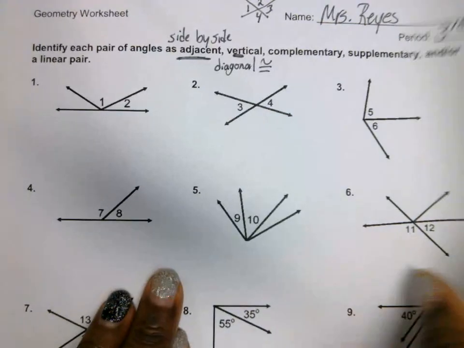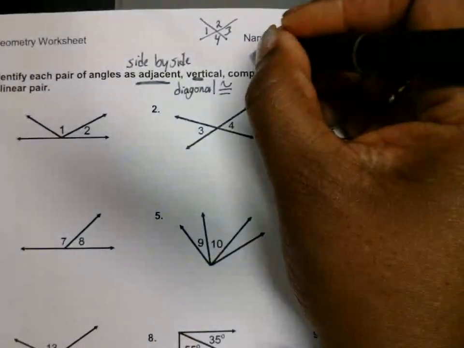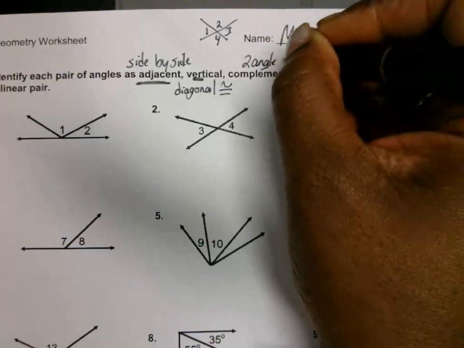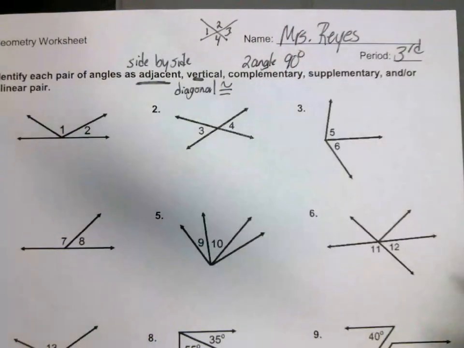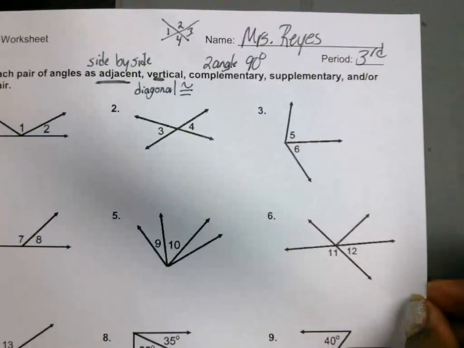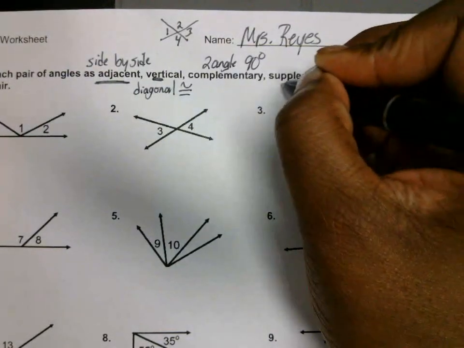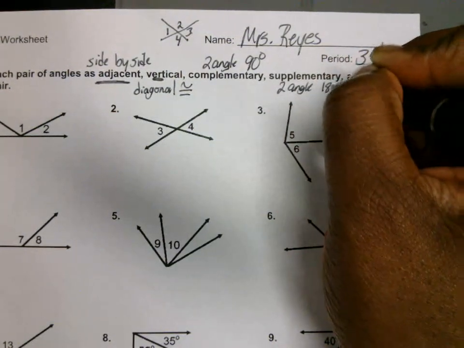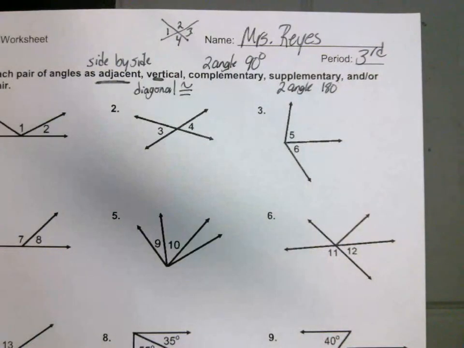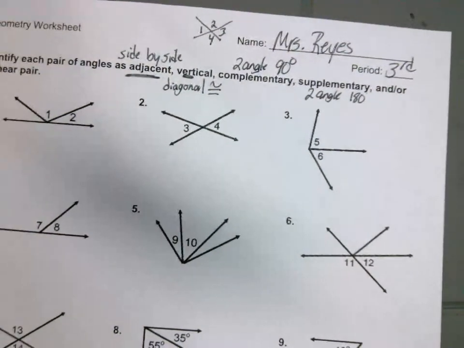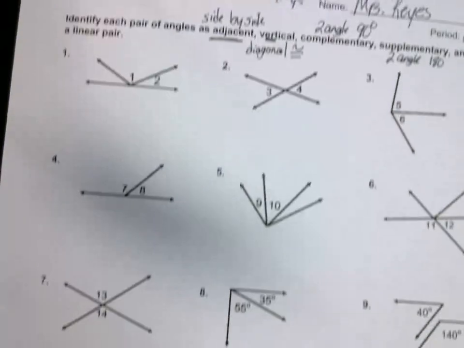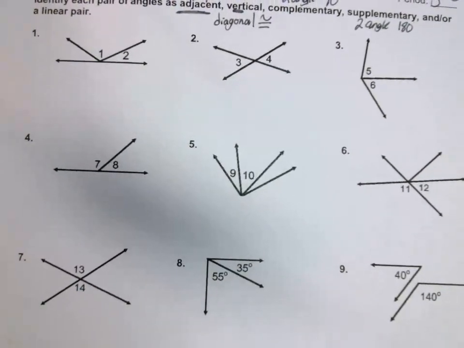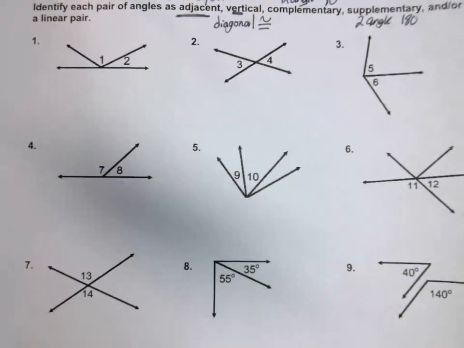Complementary. That's two angles that add up to 90 degrees. Two angles that add up to 90 degrees is complementary. Two angles that add up to 180 degrees is supplementary. List the ones that are complementary. List the ones that are supplementary. Or label, Miss Reyes, label, 1 through 9.